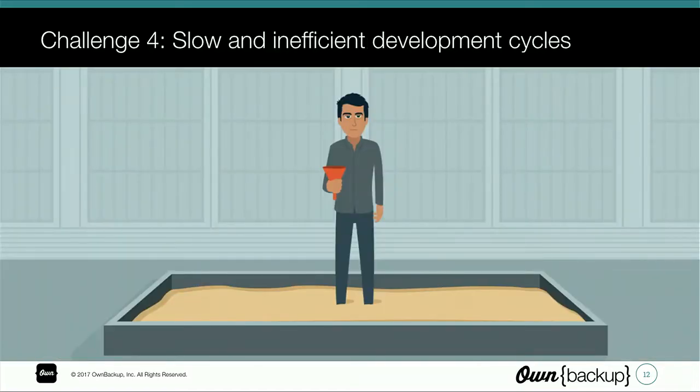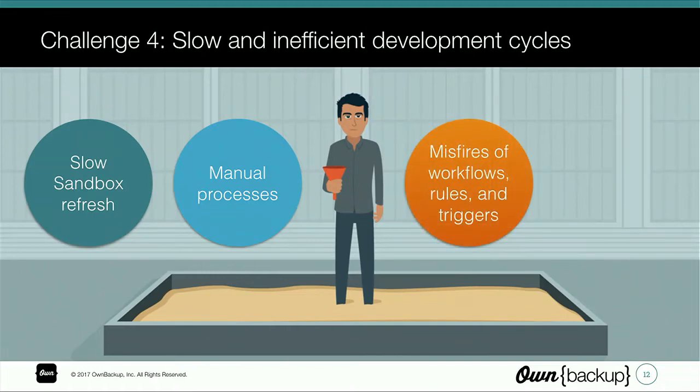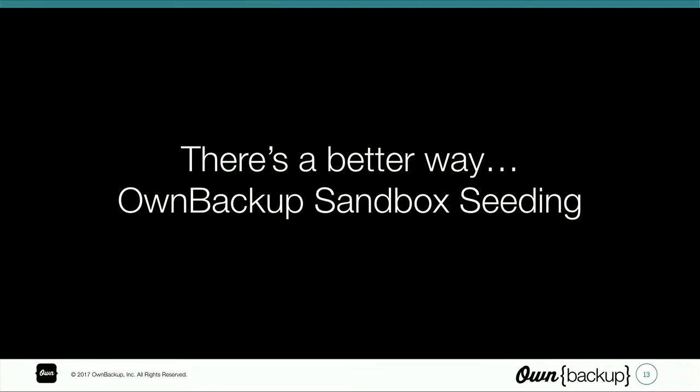And the last one, slow and inefficient development cycles. It's very slow to refresh the sandbox, create all of those manual processes to replicate data from one environment to another and maintain the relationships. Once you create those records in the sandbox, you may trigger some automations, workflow validation rules, or triggers that might send some emails to your users. You want to avoid those as well. And there is a better way.